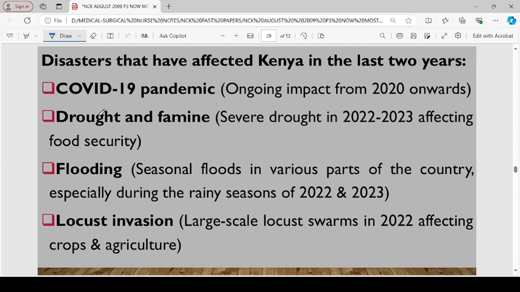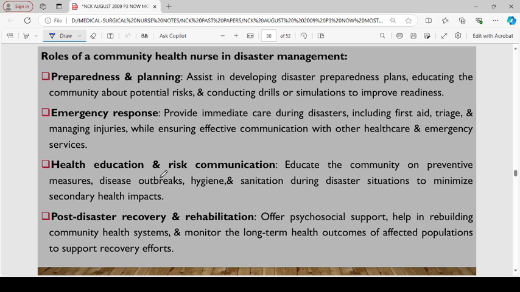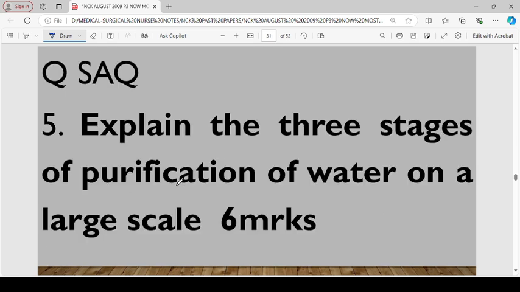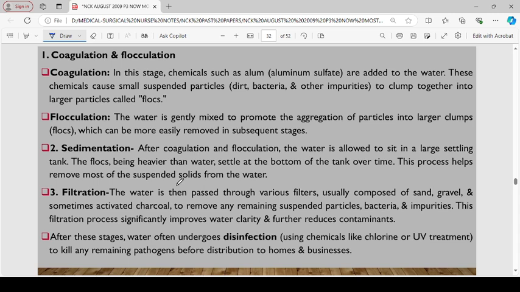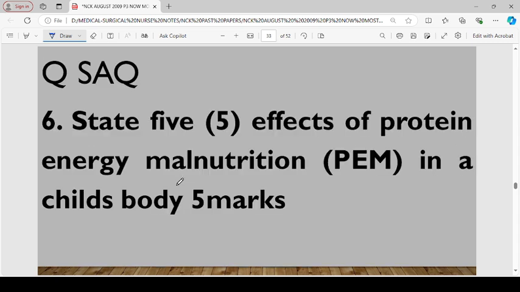We have several disasters like COVID-19, the drought and famine, the flooding, the locust invasion. So as a nurse, you have to help in preparedness and planning, emergency response, health education and risk communication, post-disaster recovery and rehabilitation. Next, you need to explain three stages of purification of water on a large scale, right? This includes coagulation and flocculation, then go to sedimentation and then filtration.